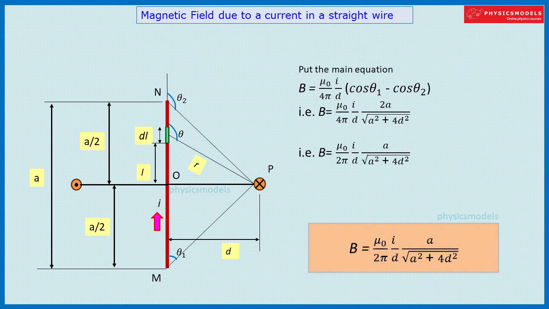Now B is equal to μ0 by 4π into I by D into cos θ1 minus cos θ2. That is A by root of A squared plus 4D squared minus minus A by root of A squared plus 4D squared, which will become 2A by root of A squared plus 4D squared. So we get this equation simplified to B is equal to μ0 by 2π into I by D into A by root of A squared plus 4D squared, as 2 cancels with 4. That's it, and we have got this simplified equation.